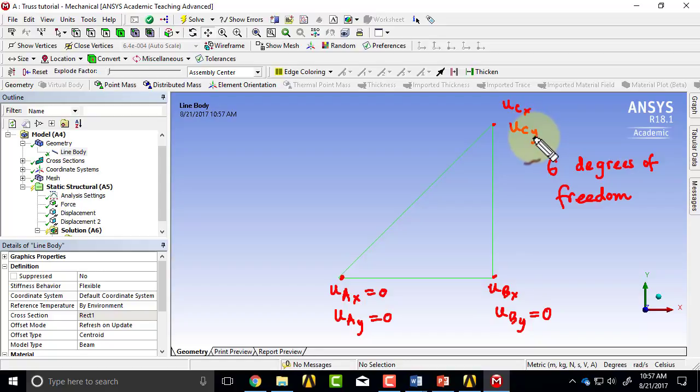And for instance, we saw that it can generate the algebraic equation corresponding to the UCY degree of freedom by minimizing the potential energy with respect to UCY. And this will give an algebraic equation relating that displacement to UCX and also these displacements. So let's get ANSYS to generate those 3 algebraic equations and to determine the unknown degrees of freedom.